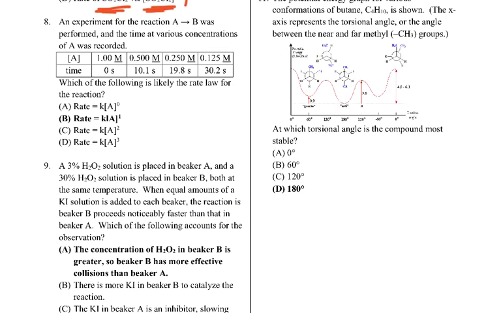For number 8, an experiment for the reaction A turns into B was performed, and the time at various concentrations was recorded. Which is the likely rate law? So we're really saying, is it zero order, first order, second order, or third order? Well, here we go from 1 molar to 0.5 molar, and remember this was a mistake on the practice test. It came out as 0.1 molar as a typo. So it's really 1 molar. So it goes down to half of its concentration in about 10 seconds. And then it goes from 0.5 to 0.25, about half the concentration in about 10 seconds. And then again, it goes down about half the concentration in about 10 seconds. So every half-life is constant. And remember, half-life is constant in a first-order reaction. So the answer is B, first order.